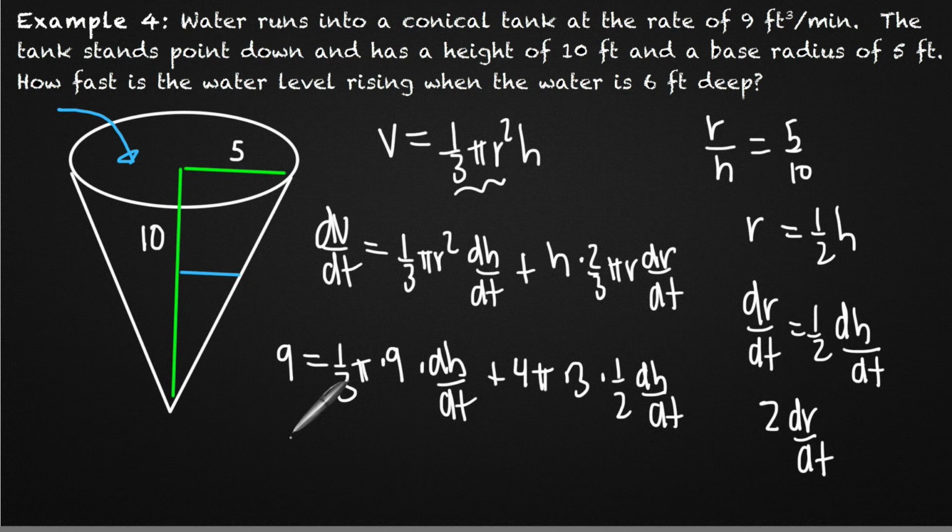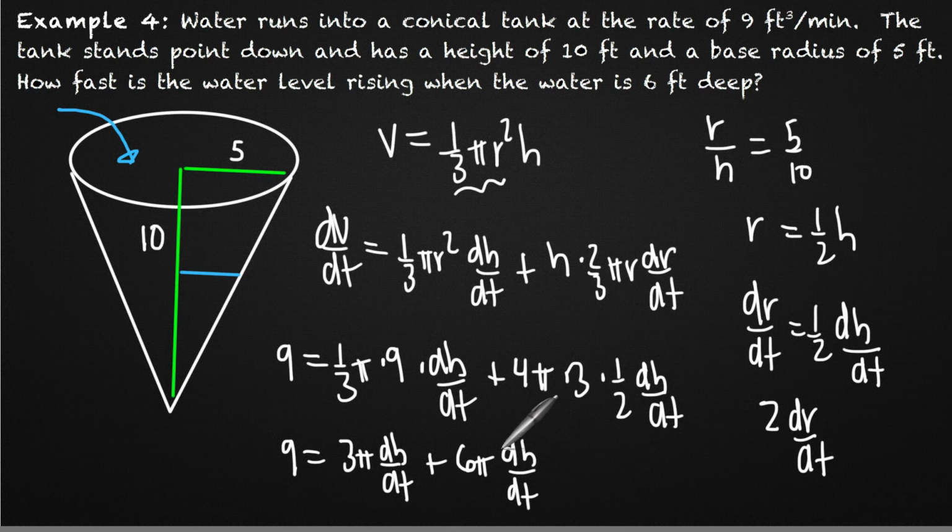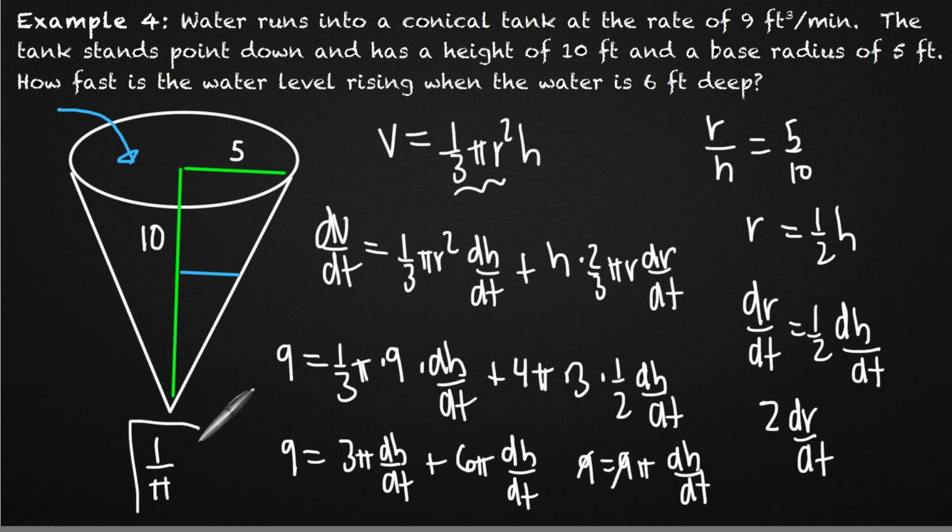Let's go ahead and clean this up. We have 9 equals 9 divided by 3. That's going to be 3 pi dh dt. And then this is going to give us 12 pi divided by 2. That's going to be 6 pi dh dt. We have like terms. 6 pi plus 3 pi is going to be 9 pi. So 9 is equal to 9 pi dh dt. The 9's cancel, divide by pi, and we get the same answer this way as we did before.